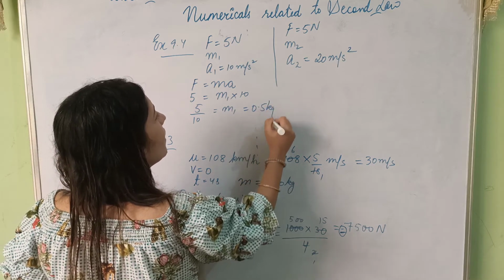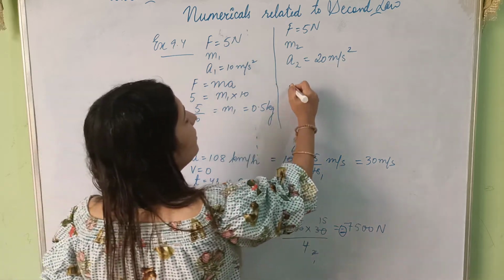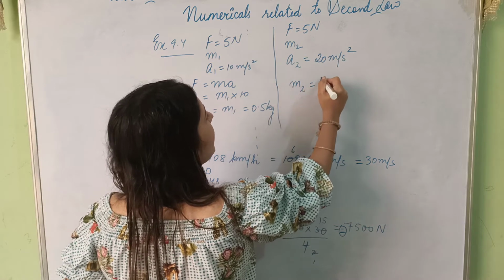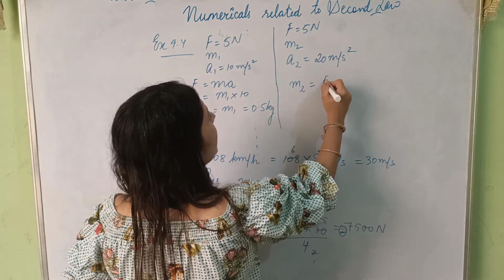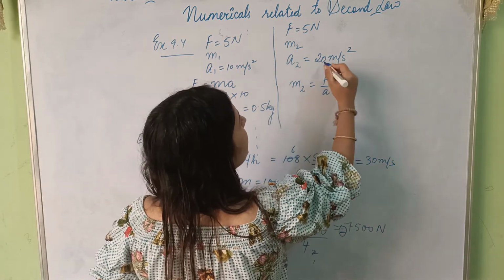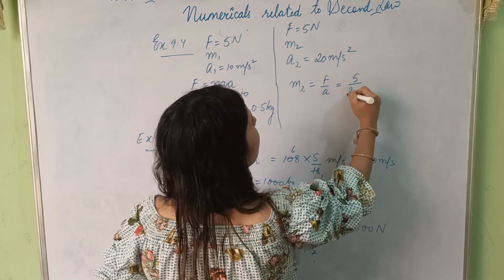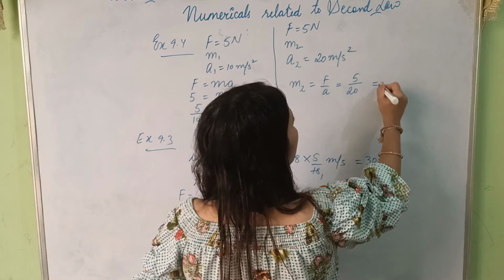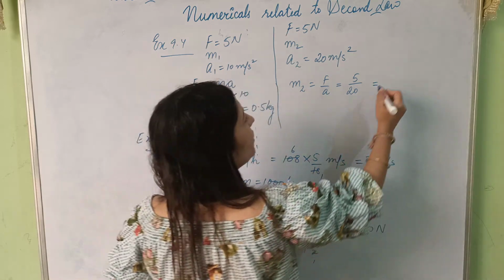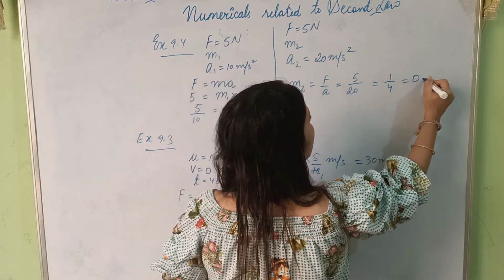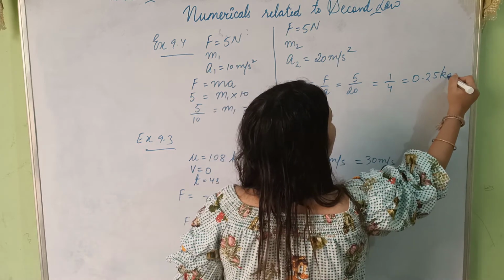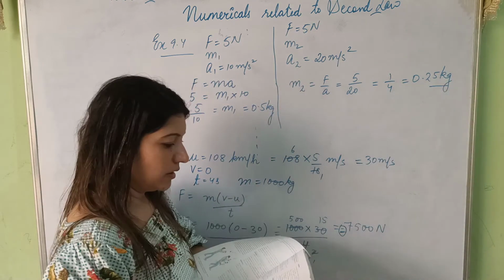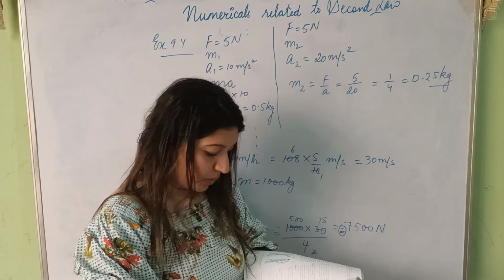Got it? Next, m2. Again, m is F by a, which is 5 by 20. So this would come out to be 1 by 4, or I can say 0.25 kg. Right?